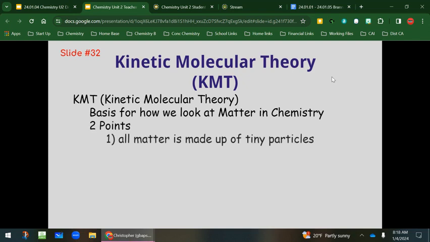Point number one, all matter is made up of tiny particles. Now, this part is indisputable. All matter is made up of tiny particles. What do we call them? Atoms or molecules. There's a list of them right there, ladies and gentlemen. There are all of the different atoms known to man, including the ones that we have created.